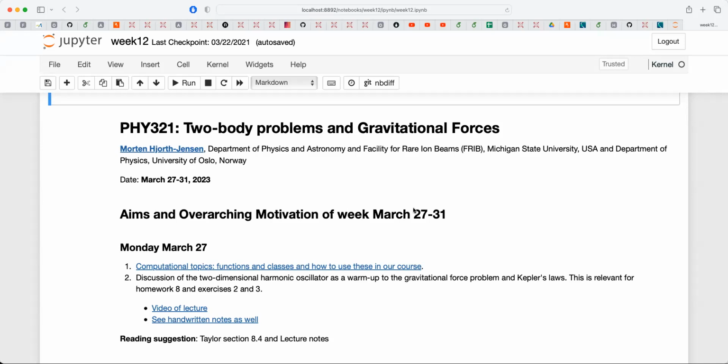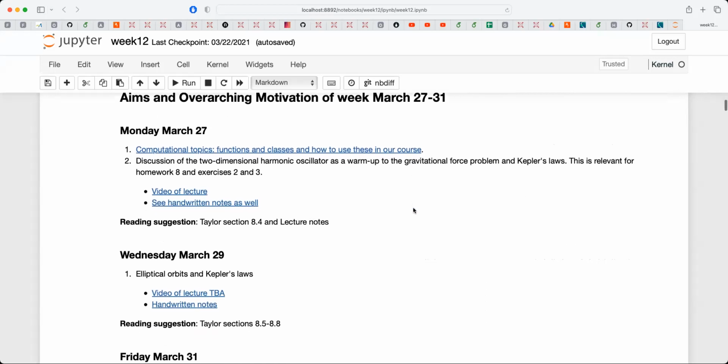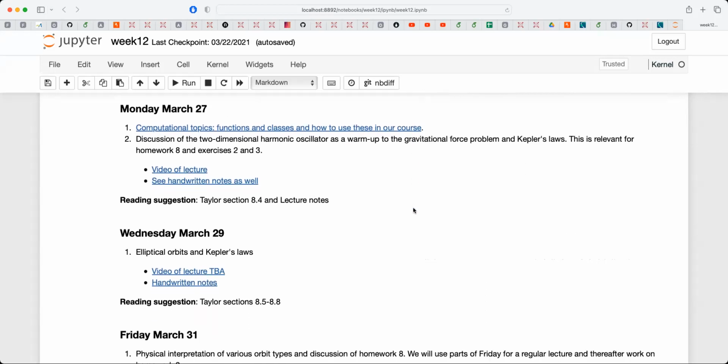Okay, so the topic today, as you can see also from the Jupyter notebook, is to now move into Kepler's laws and the gravitational force. So that means that we are going to derive elliptical orbits, and we are going to look at the consequences for the type of motion which we have for this type of system.